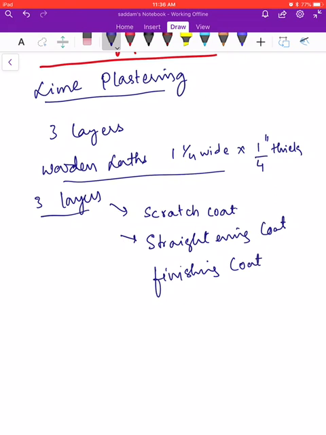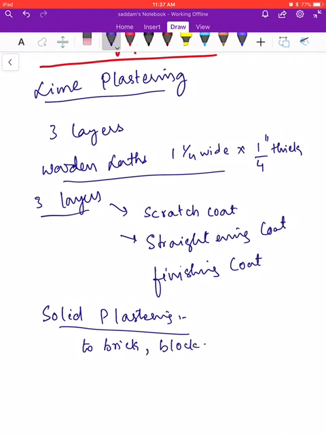Now solid plastering. The next method of applying plastering is solid plastering. This solid plastering is applicable for solid brick blocks and cement substrates.